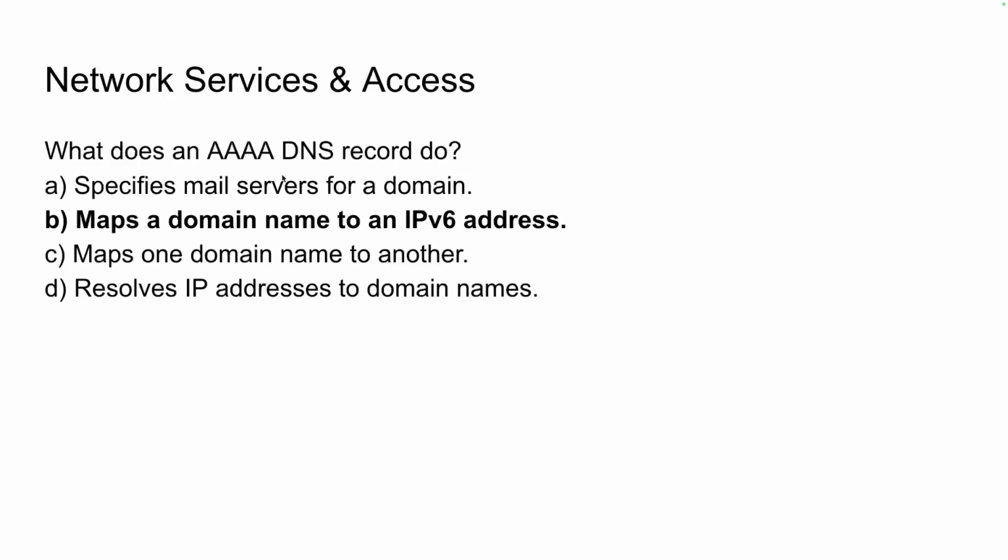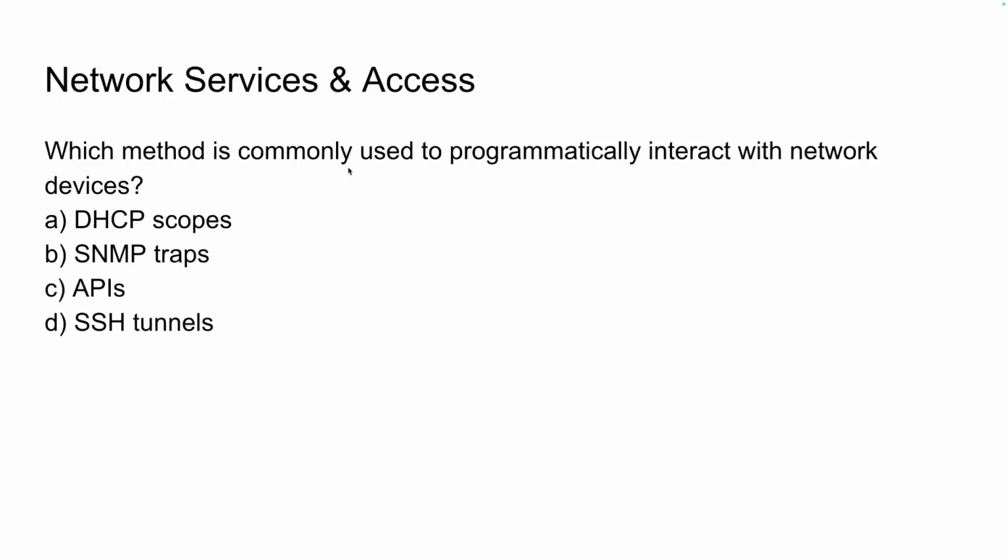So IPv6 is the answer. Which method is commonly used to programmatically interact with network devices? DHCP is for assigning dynamic IP addresses. SNMP would be the Simple Network Management Protocol. So I think that would be the answer, actually.